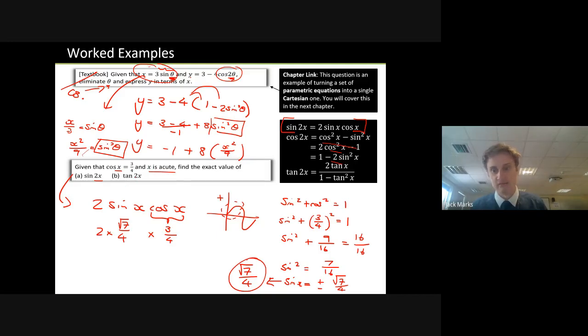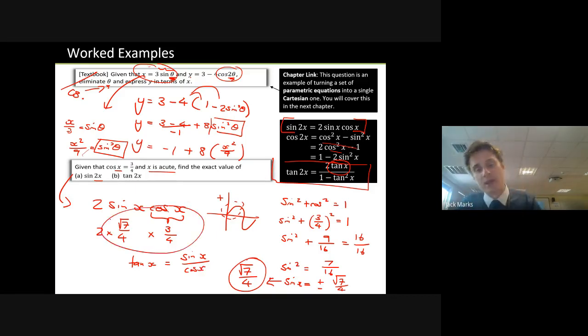For tan, you can do the same sort of thing. So tan 2x, we'll use this one here. But where does tan come from? Where do you get that piece of the puzzle? Well, tan x is the same as sine x over cos x, isn't it? So you can use the pieces here earlier in the question to find that and to put that result in.